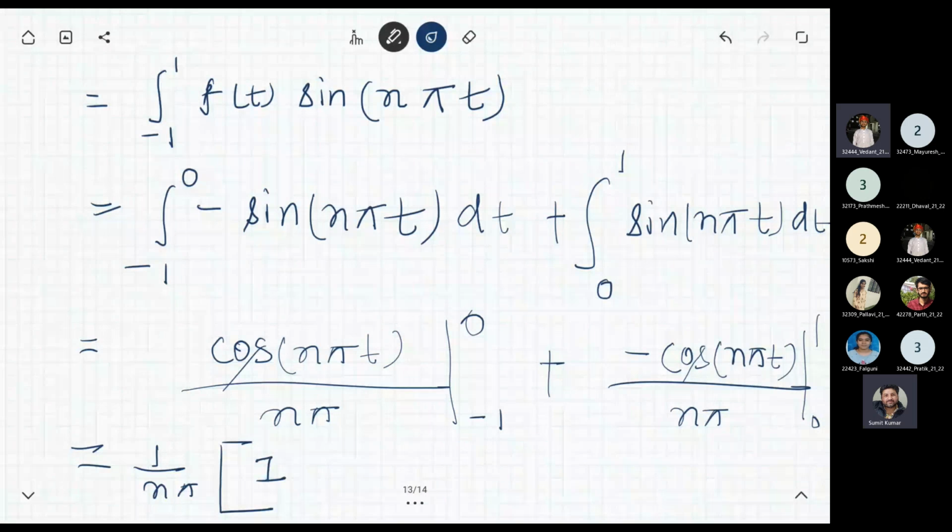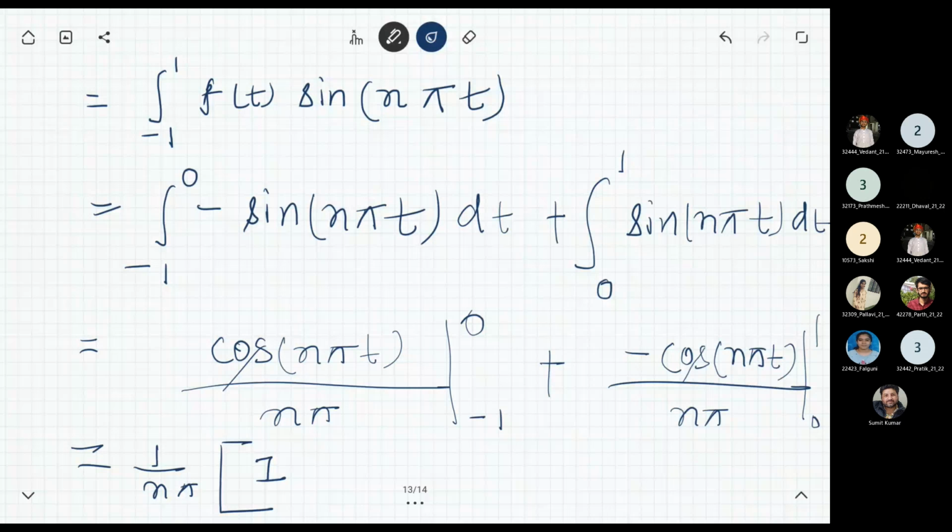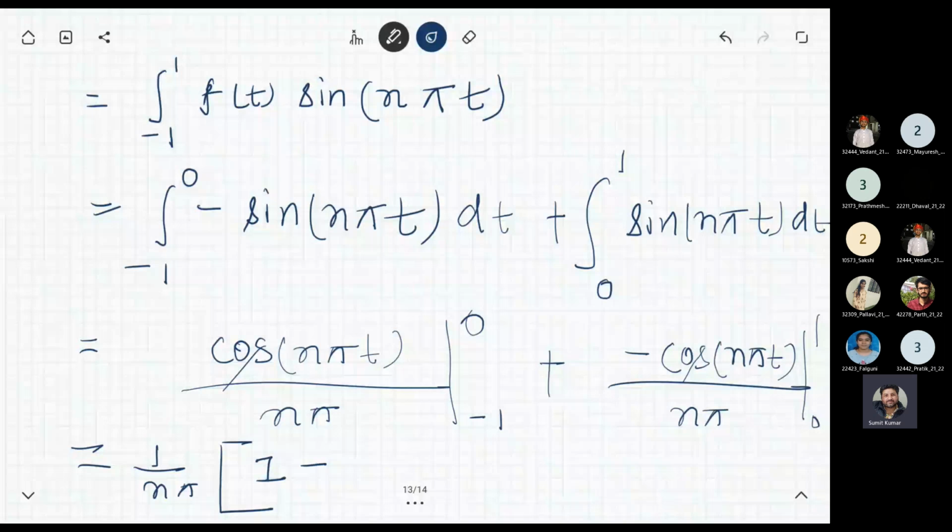Okay, so just tell me what this is going to be equal to. It's going to be cos n pi. What is the value of cos n pi when n is odd? It is minus 1, right? And when n is even, it is plus 1, isn't it? So what is this? Minus 1 raised to the power n only, isn't it?